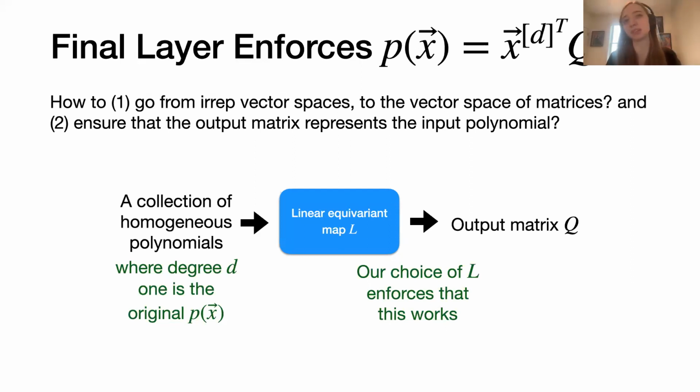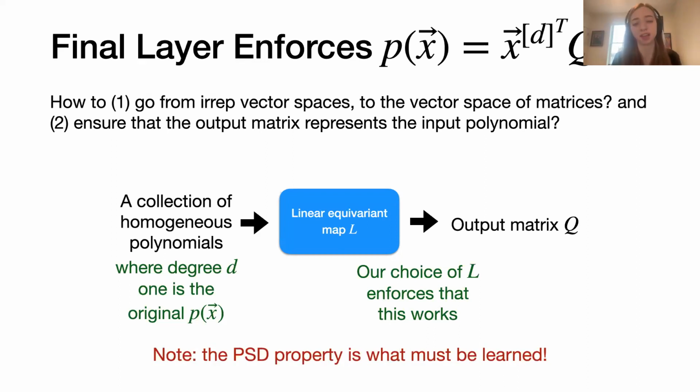So this is maybe less standard for equivariance, where we don't just want to be equivariant, we also want the matrix to have the correct anti-diagonal sums. And if you remember, the things that we care about are not just representing the polynomial, but also being PSD. The PSD property is what has to be learned. So there's no way of actually enforcing this, because you could give the network something that's not positive, and there doesn't exist a PSD Q.